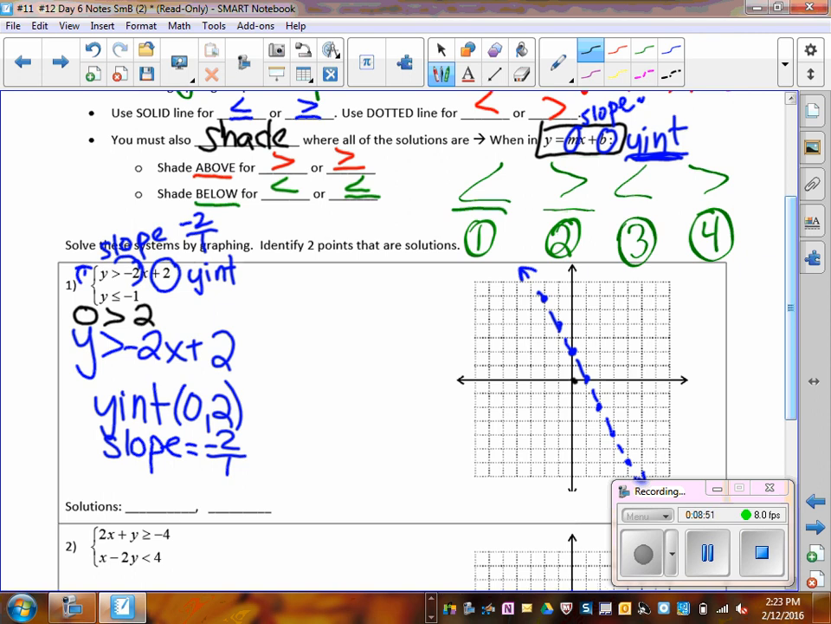If you have $0 and I have $2, do you have more than me? No. 0 is not greater than 2. So 0, 0 is saying, don't shade me, I'm not a solution. So we shade the other side. Right now I just want you to lightly shade.